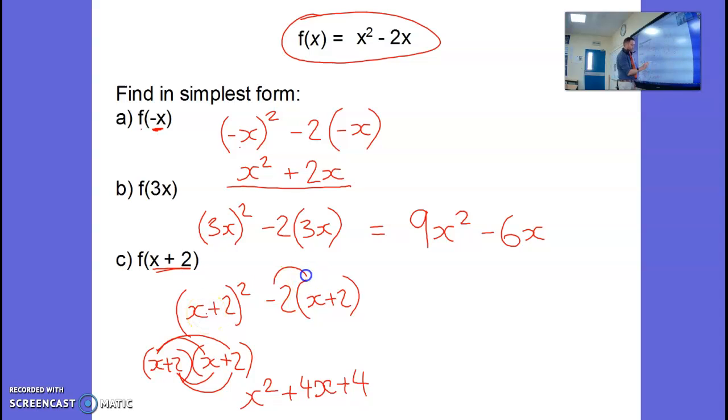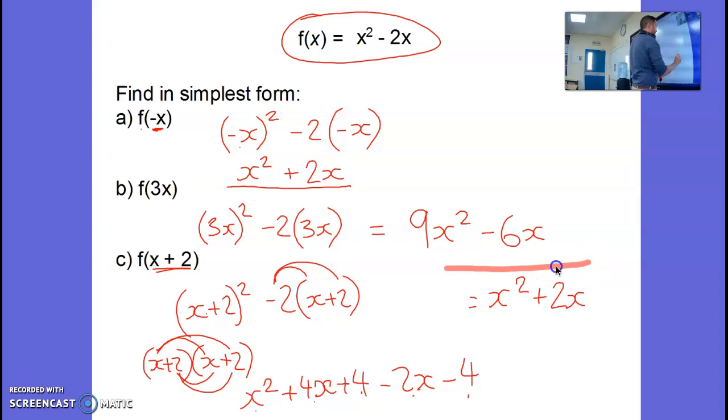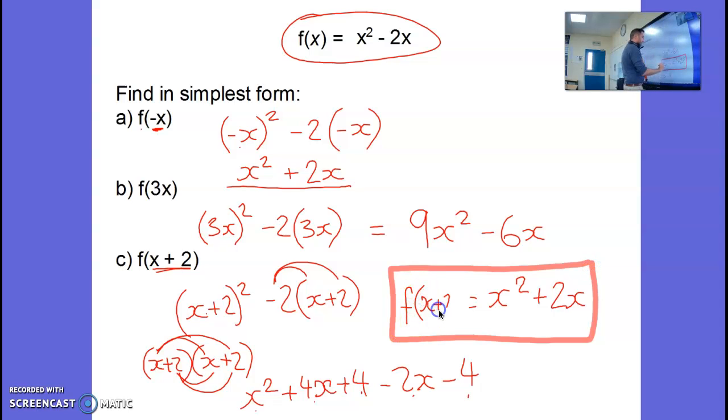Now we're going to go on to the minus 2 times x is minus 2x. And minus 2 times 2 is minus 4. And then we can just tidy all that up and we get x squared plus 4x minus 2x is 2x. So we get x squared plus 2x. And then plus 4 minus 4 cancel out. So there we go. That is what f of x plus 2 equals. Let's just put that nice and clear. Okay, so that is substituting all sorts of different things into our functions.